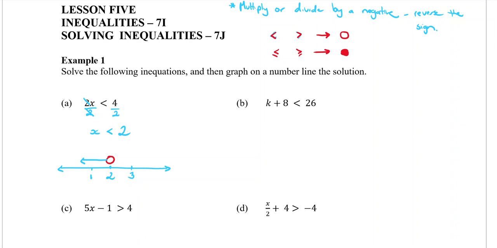Let's do another one, B. K plus 8, the opposite is going to be to subtract 8 from both sides. K is by itself, 26 take away 8 is 18. Then to graph that on a number line, we put the 18 in the middle, and you can do a number smaller and a number bigger. You don't have to, but it's a good idea. A less than means an open circle, and we're pointing to the left, to the numbers that are less than 18.